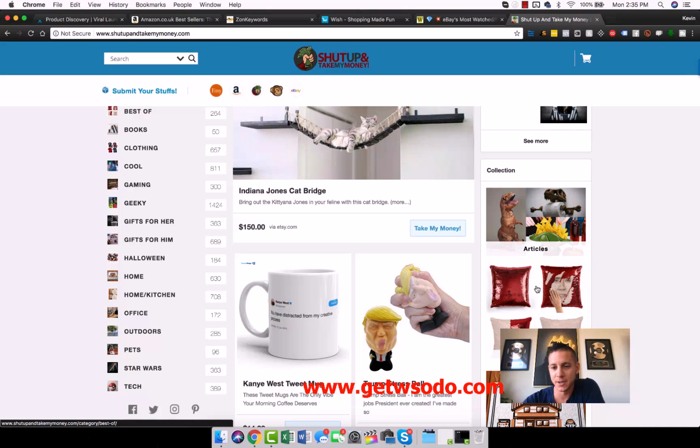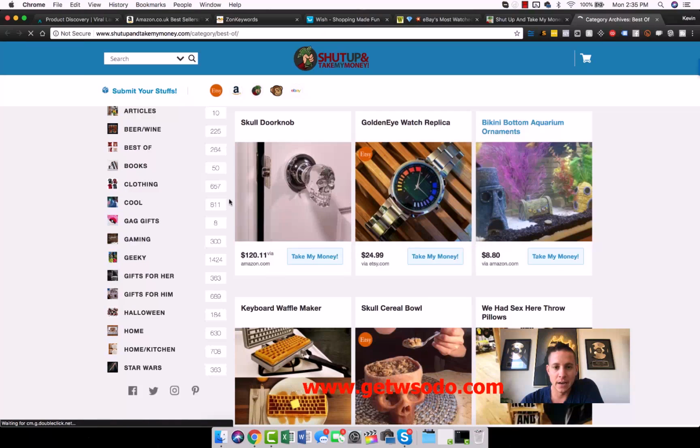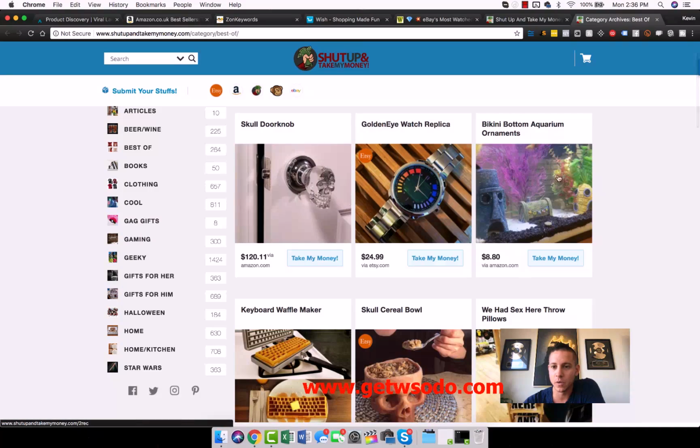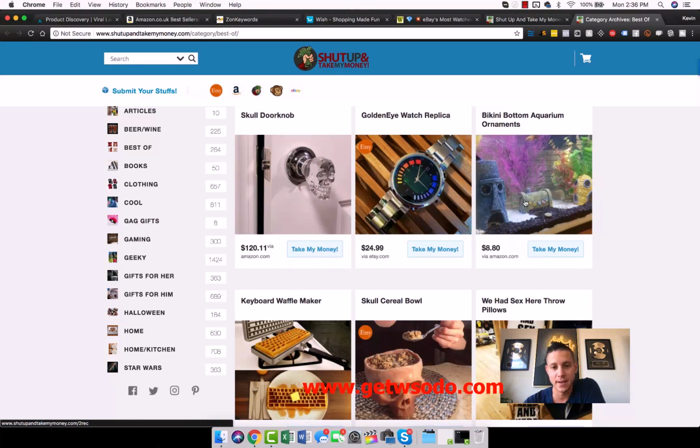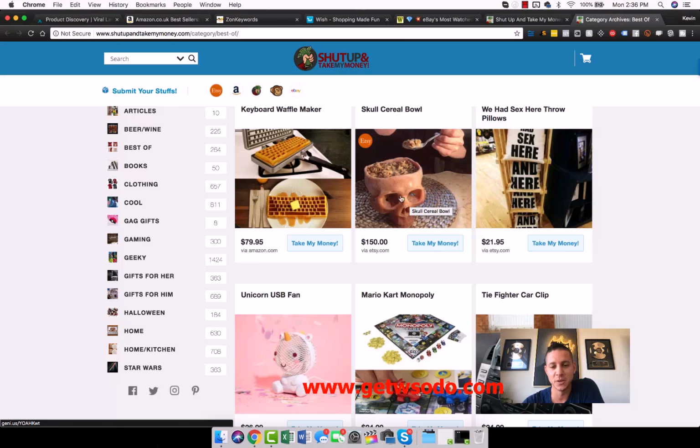And they have hilarious pillows that are red, and then when you scrape them the other way, they're Nicolas Cage's face. This is great. I mean, I can't even imagine if you did these right, it'd be great, right? Skull doorknobs, GoldenEye watch replicas, bikini bottom, aquarium ornaments. This is great, right? A waffle keyboard. A waffle keyboard. I love that. Skull cereal bowl. This is, you know, twisted for somebody who's like really messed up.